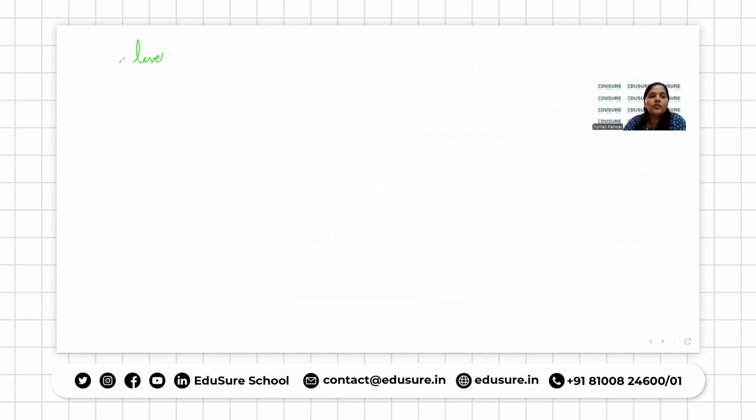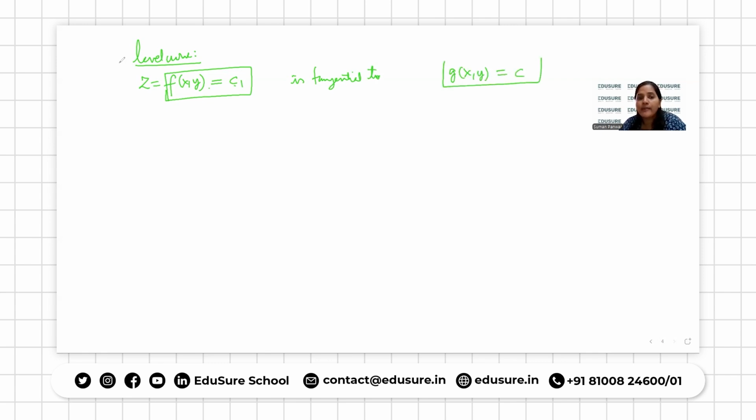So what was my level curve? My level curve was z equals f of x,y, and the level curve is becoming some constant because I'm giving a constant value. So a particular level curve f(x,y) equals c1 is tangential to the constraint g(x,y) equals c. That is what has happened.